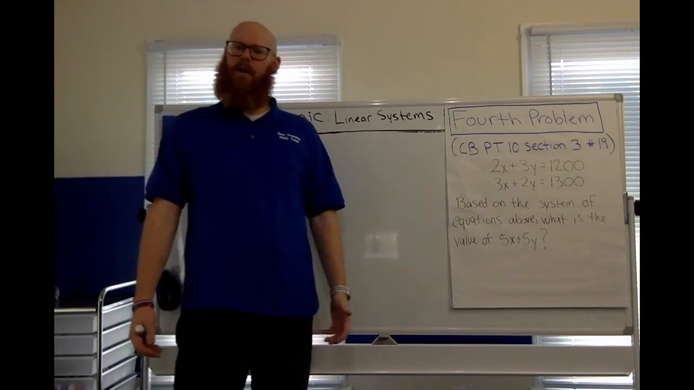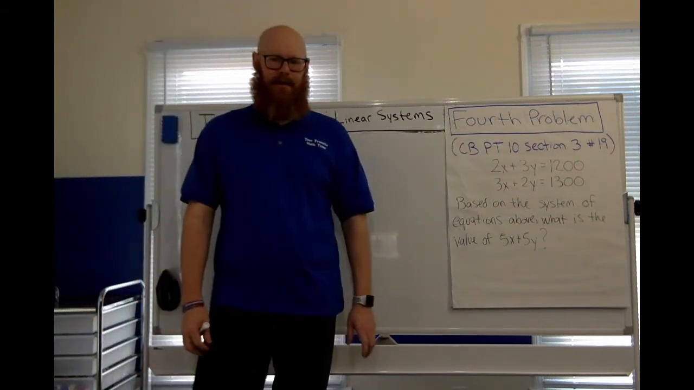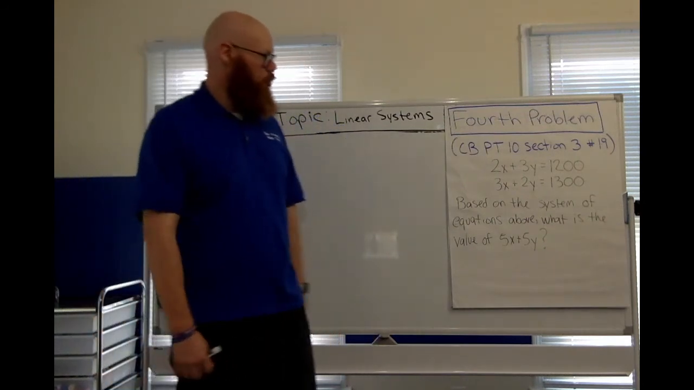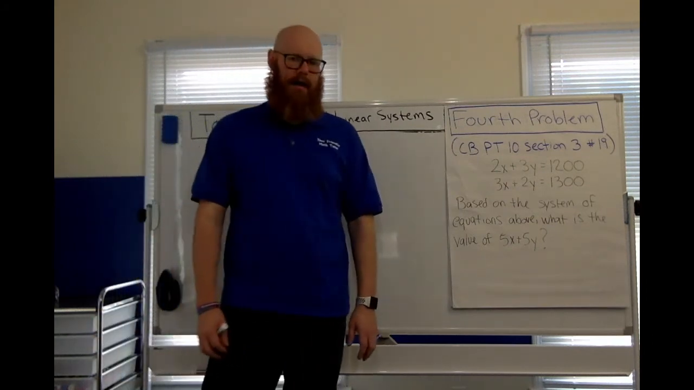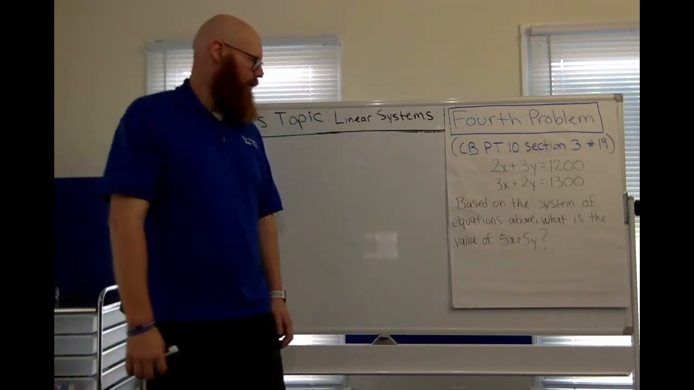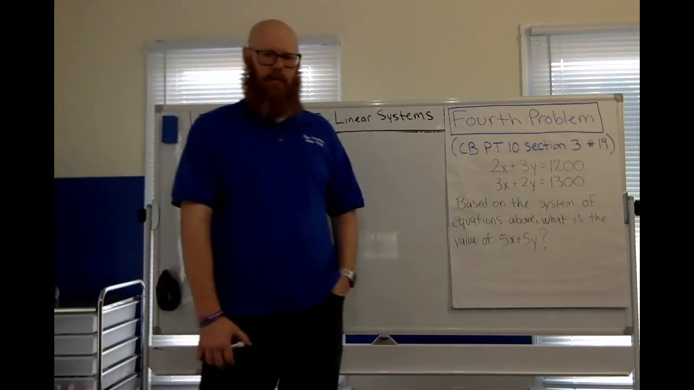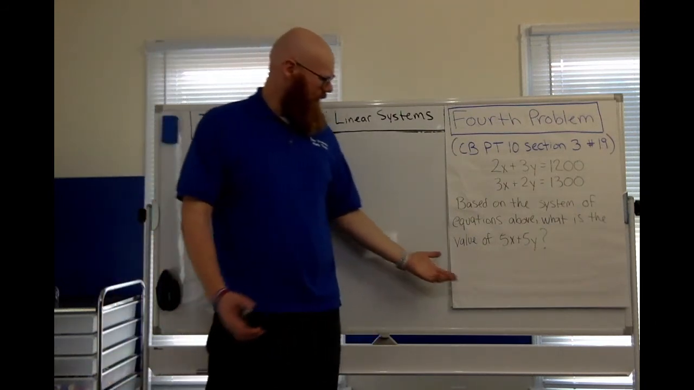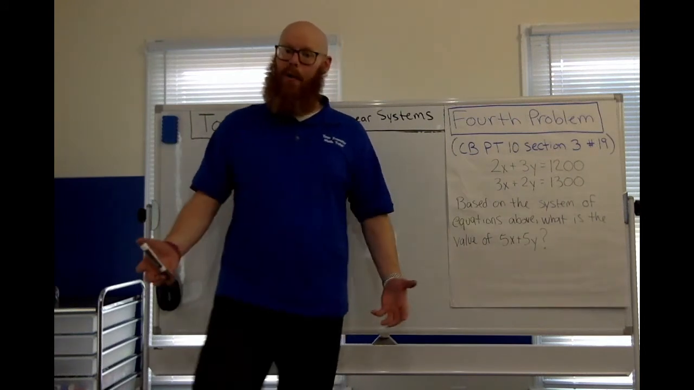All right, now to our fourth problem. College Board Practice Test 10, Section 3, number 19. We have the system 2x plus 3y equals 1200, and 3x plus 2y equals 1300. Based on the system of equations above, what is the value of 5x plus 5y? Oh, wait, Mr. Hale, you forgot the answer choices. Well, no, I didn't. Here we go.